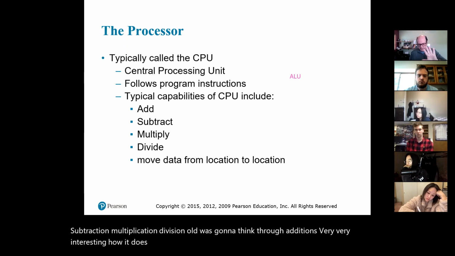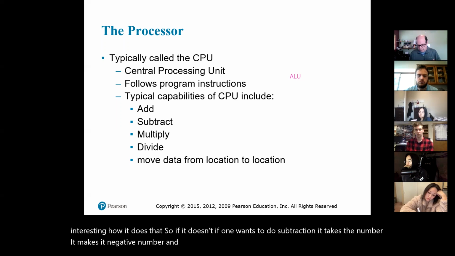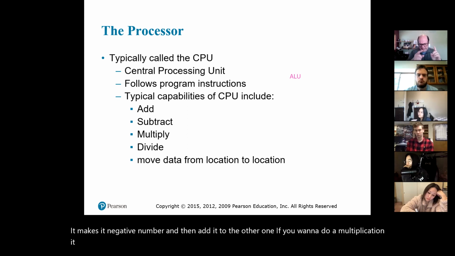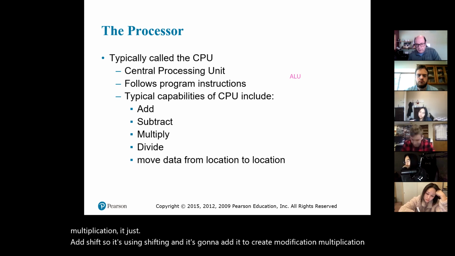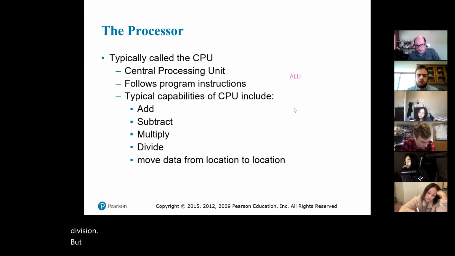So if it wants to do subtraction, it takes the number, makes it a negative number, and then adds it to the other one. If you want to do the multiplication, it just adds and shifts. So it's using shifting, and it's going to add to create multiplication and division. But that's all the ALU is going to do.